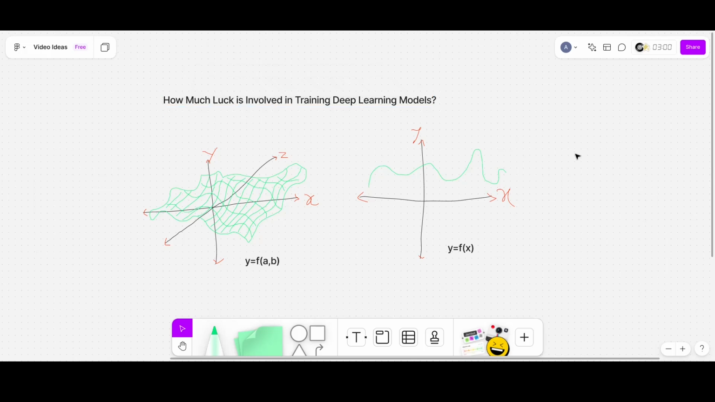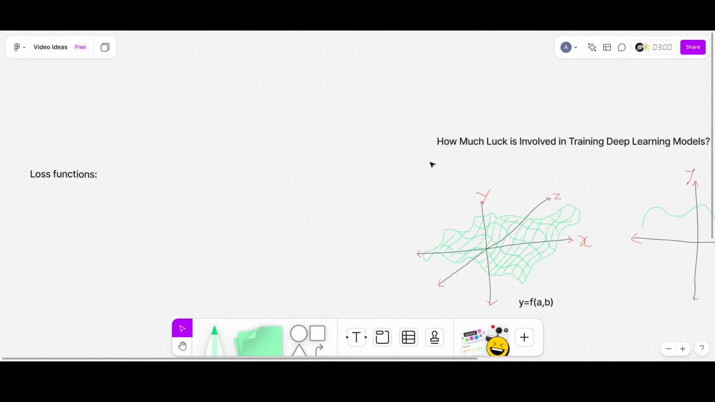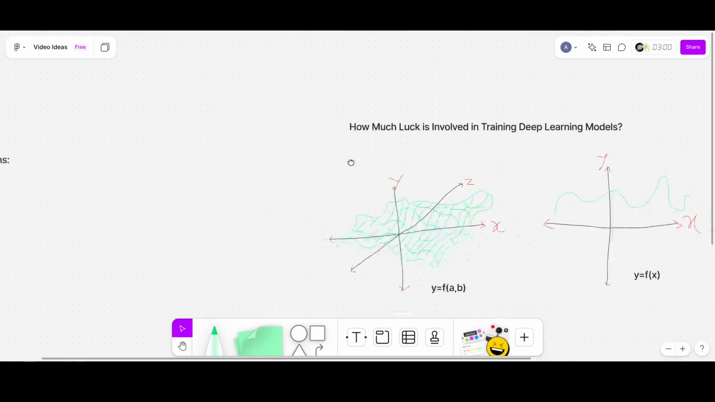Hello everyone. Today we're going to talk about a very small topic that has been on my mind for a very long time, and it's about loss functions.